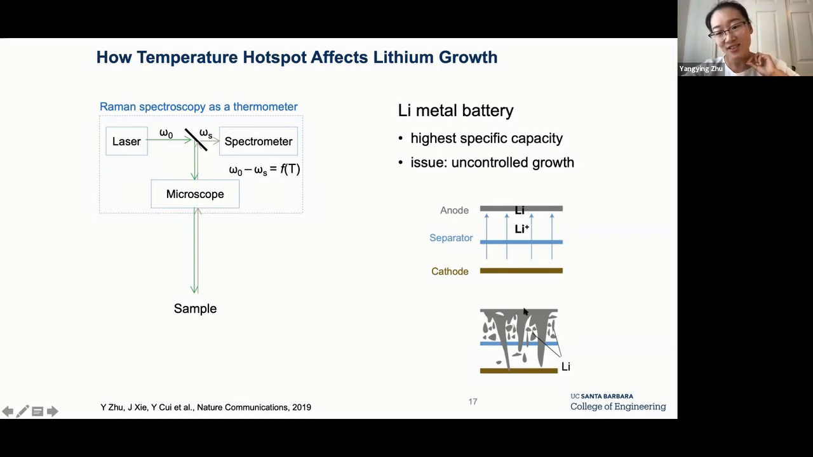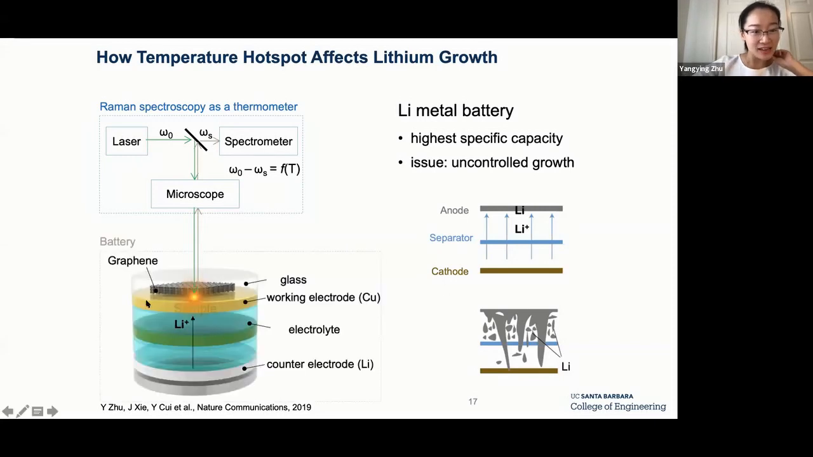You want the lithium metal to grow very nicely. But in reality, you always see lots of dendrites forming. These lithium metal can crack. They can also pierce through the separator, causing shorting. So a lot of work has focused on understanding why lithium metal has uncontrolled behavior and how we can control the growth of lithium. And we think there's really not an angle from a temperature perspective. So our question is, what would a temperature hotspot do to the lithium growth?